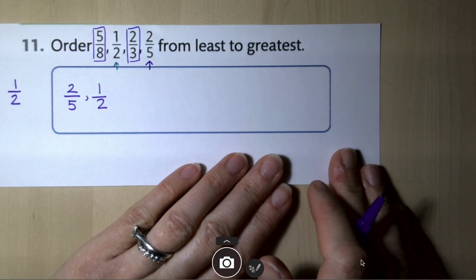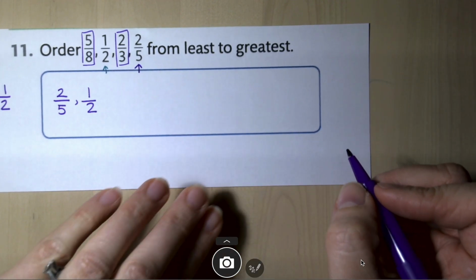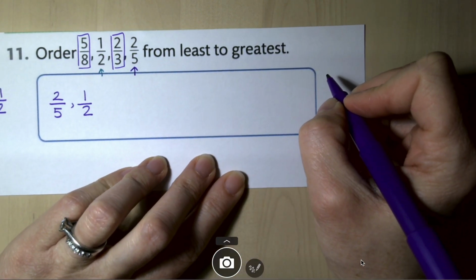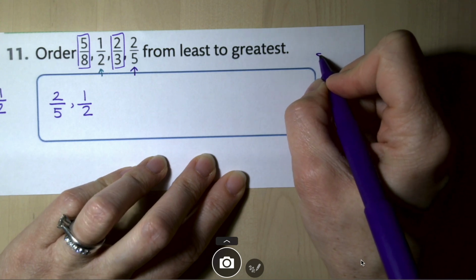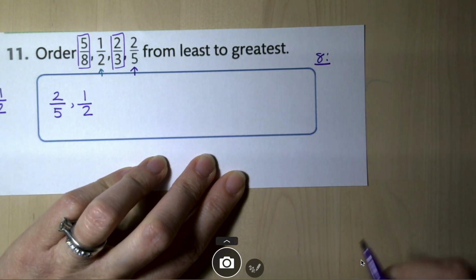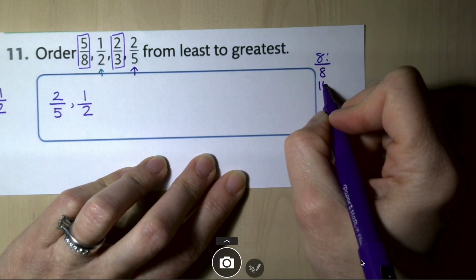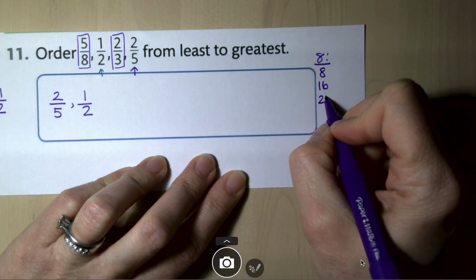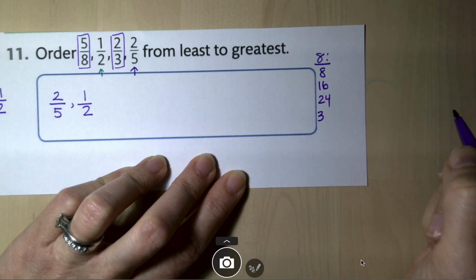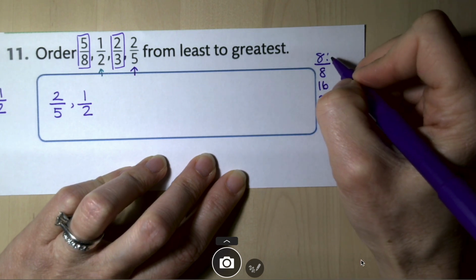Actually, maybe I'll do some lists over here. I've got multiples of 8 are 8, 16, 24, 32.